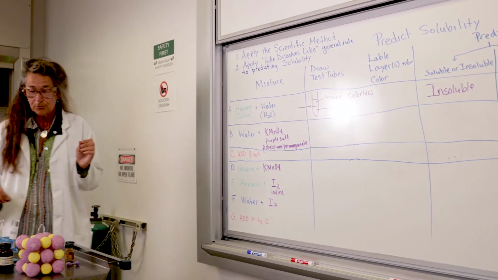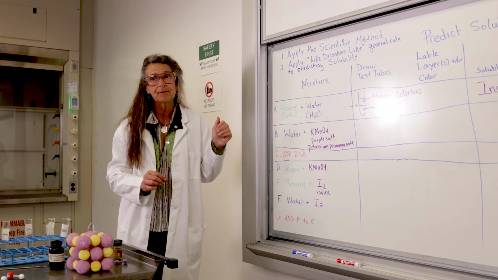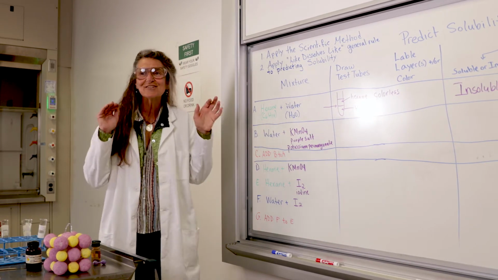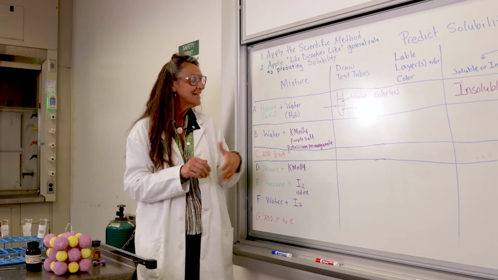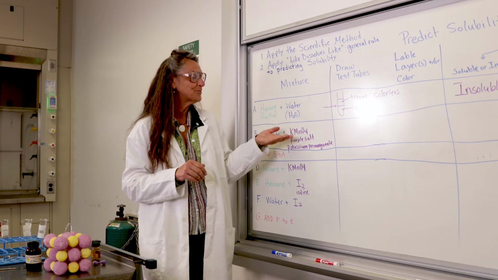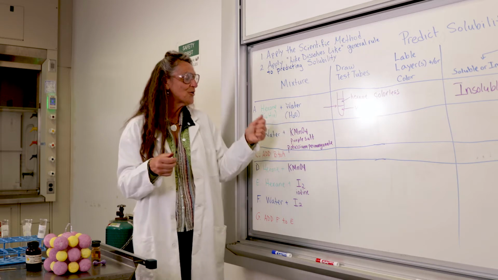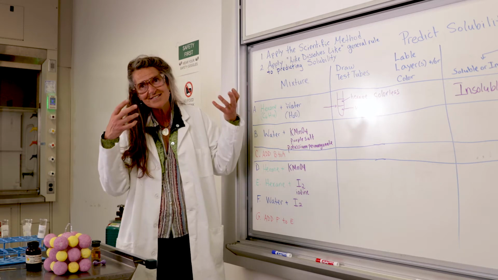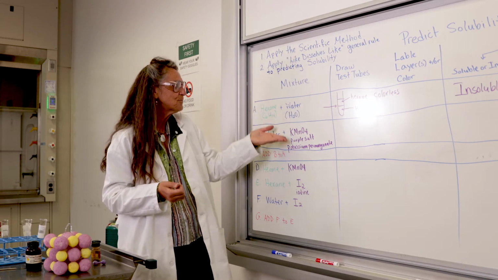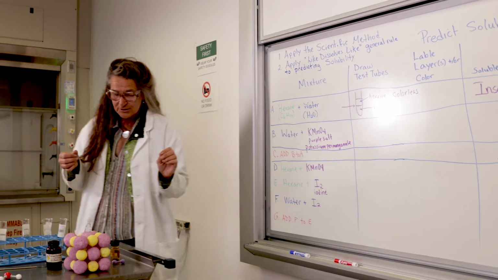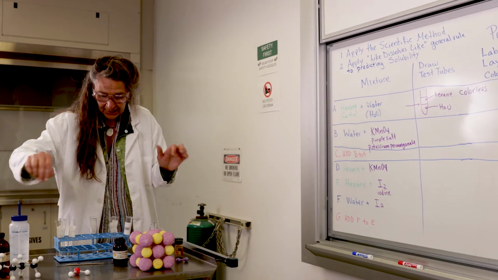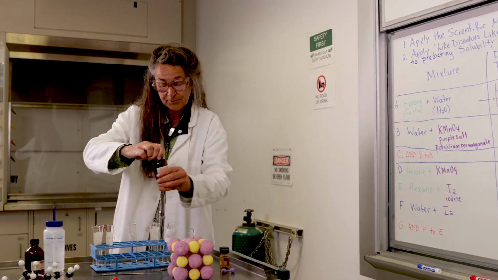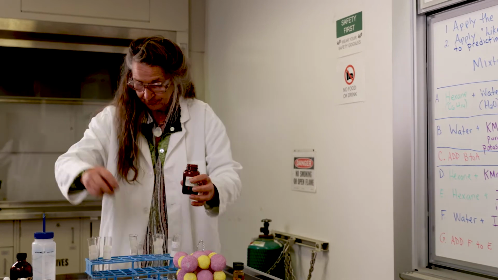For test tube B, we want to add water and potassium permanganate. Potassium permanganate is a purple salt, but everything that you know about table salt, sodium chloride, is going to be true for potassium permanganate in this experiment. The only reason I'm not using sodium chloride is because it's colorless, so I'm just using this purple salt, which is very much like sodium chloride, called potassium permanganate.